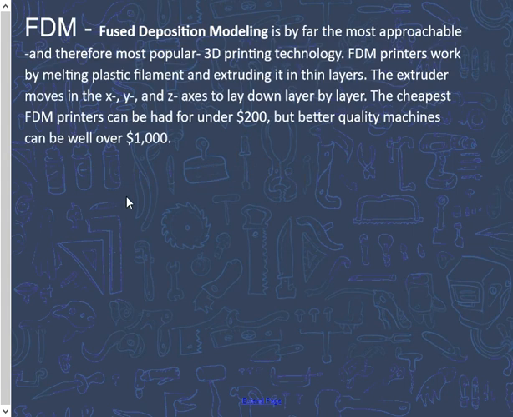The cheapest FDM printers you could purchase for under $200. I think they sell a knockoff version of the one we have at Walmart for about $150, but better quality machines can cost well over $1,000. The Prusa printer that we have is, from all the research I've done, an excellent middle ground in terms of price point, not being incredibly expensive, but it packs a lot of features into a printer for the price we pay. I mean, this printer is right around $1,000, and it prints with as much quality or better quality as some printers that cost twice as much, and it has more features than some printers that cost twice as much.